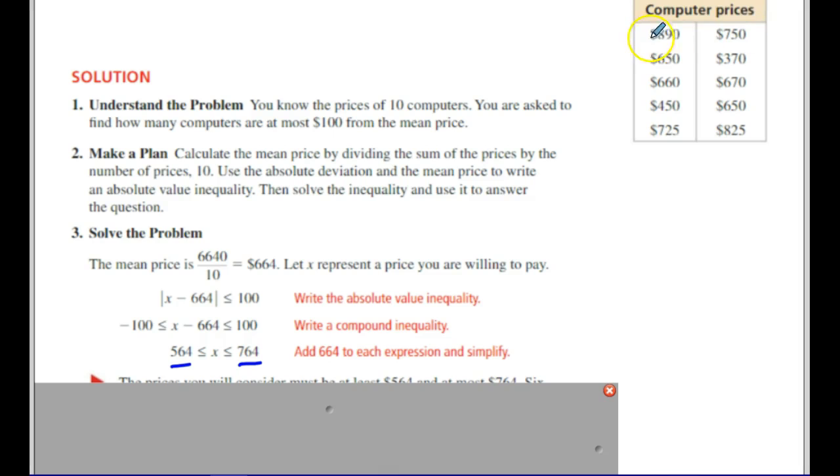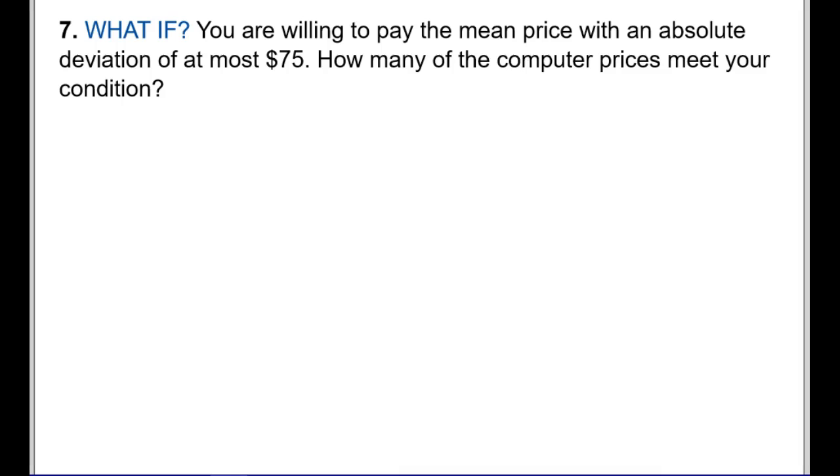So then I can go back up to these computers and see which ones fall in that category. So this one does, and this one does, and this one does, and this one does, and that one, and that one. So those computers that are circled are the ones that I'd be willing to pay. So I can use many different steps here and different ways to solve this, but I still want to start with the mean, and then I know that I can go up 100 and I can go down 100. That's what that absolute deviation means. So now what if I'm going to do that deviation of $75? Now which computers am I able to buy?